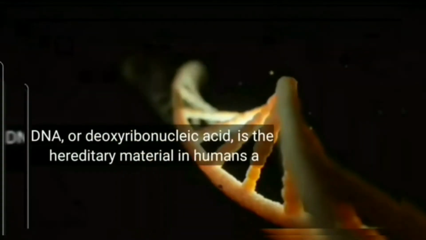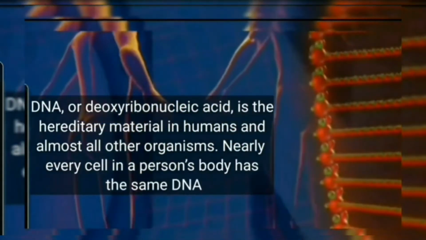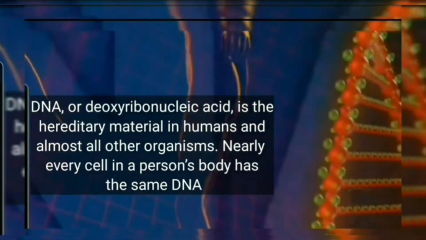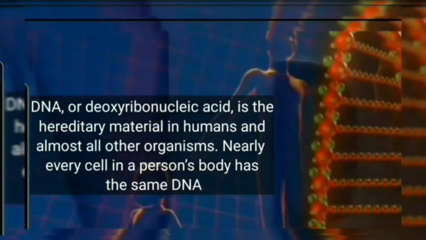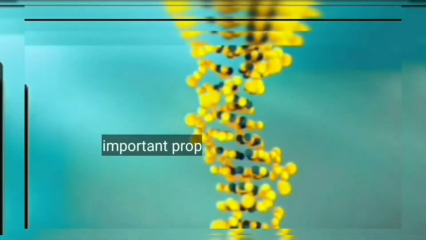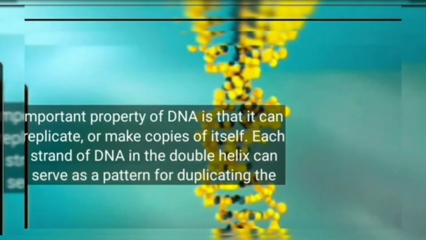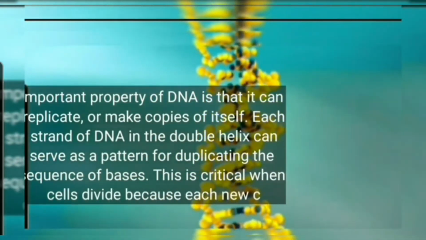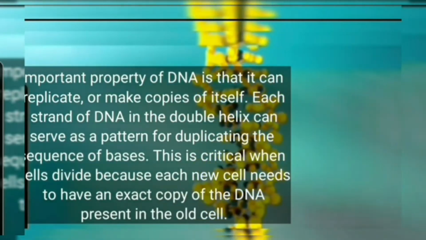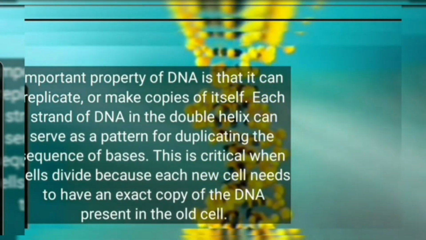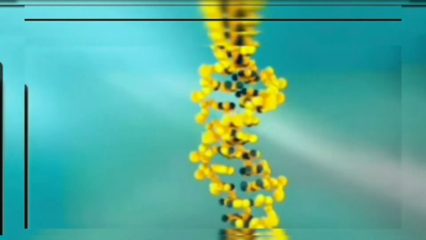DNA, or deoxyribonucleic acid, is the hereditary material in humans and almost all other organisms. Nearly every cell in a person's body has the same DNA. An important property of DNA is that it can replicate, or make copies of itself. Each strand of DNA is a double helix sequence of bases. This is critical when a cell divides because each new cell needs to have an exact copy of the DNA present in the old one.